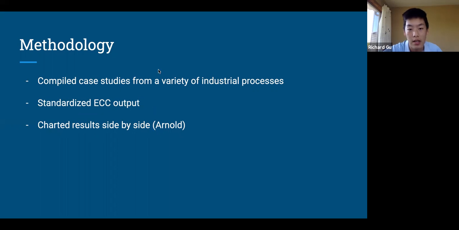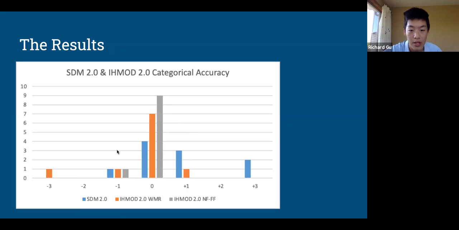And I did this because Dr. Arnold, who's here today, conducted a similar study in which she used a similar design for the chart. So I believe that this was the most efficient way to easily see the overall trend.